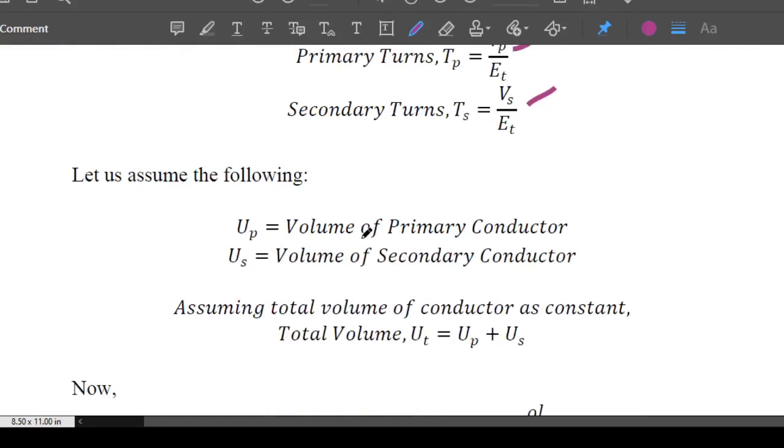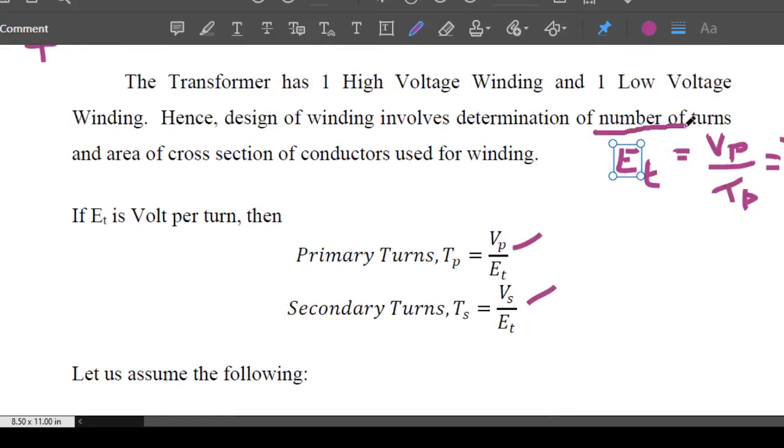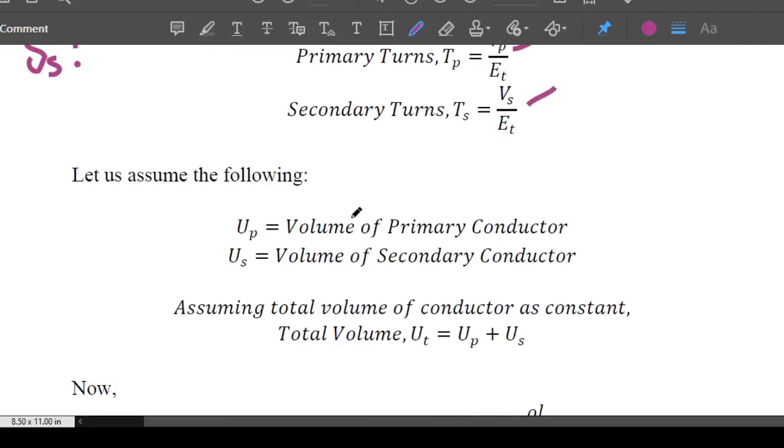Now, to proceed with the current density, because I told you two things. One is number of turns, for which we have got the formula. Second one is we should know the area of the cross section of conductors. If we want to find out the area of the cross section of conductors, as usual, we have to assume a standard current density value. So let us find out what the delta P should be and what the delta S should be. That is, the current density in primary and secondary. Once we find out these two, delta P and delta S, we can easily find out the area of the cross section of conductors, because current density is current divided by area.